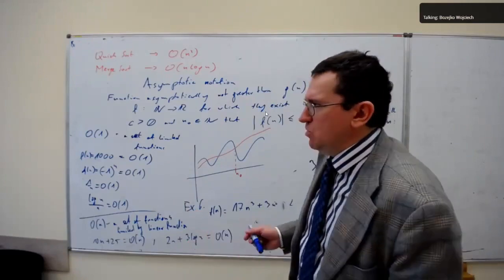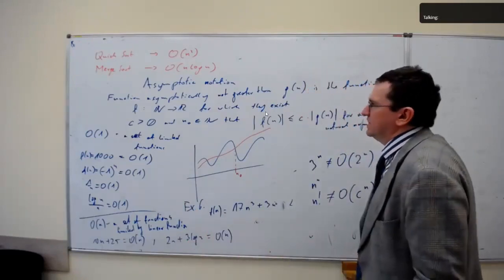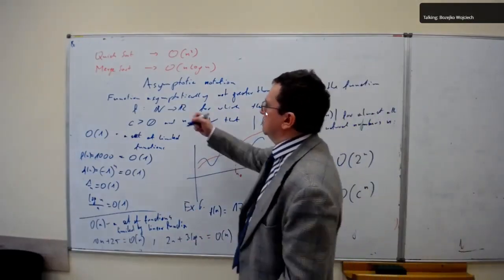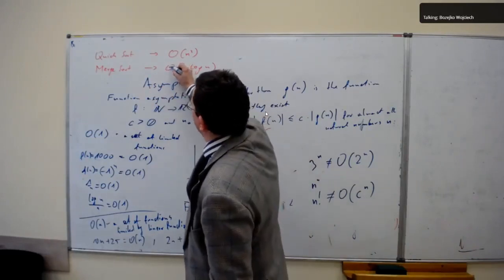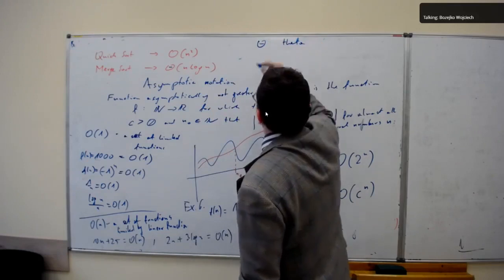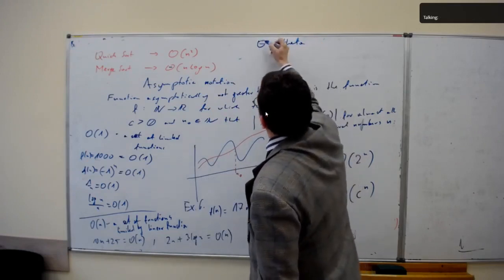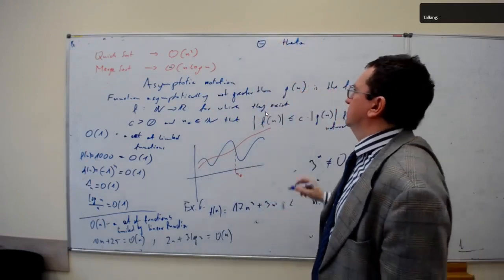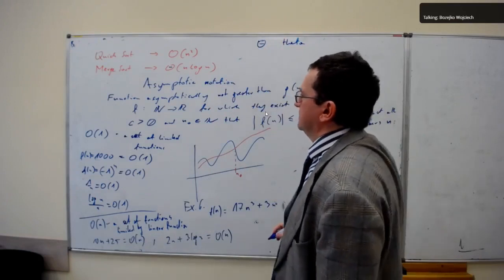A little bit more useful is a function theta, very similar. For example, merge sort is theta. Theta, this is such a letter, theta, a Greek letter. It looks like O with such a line inside.